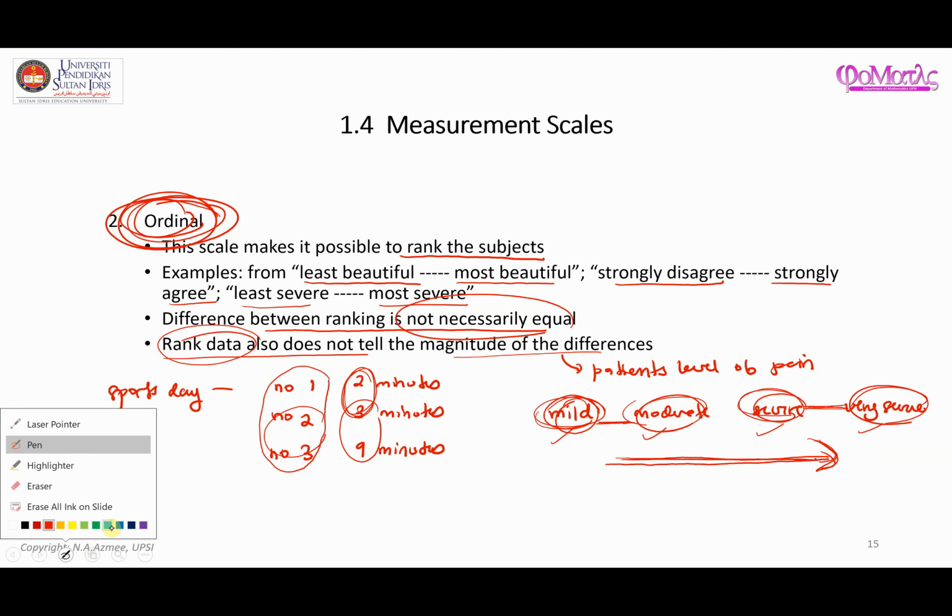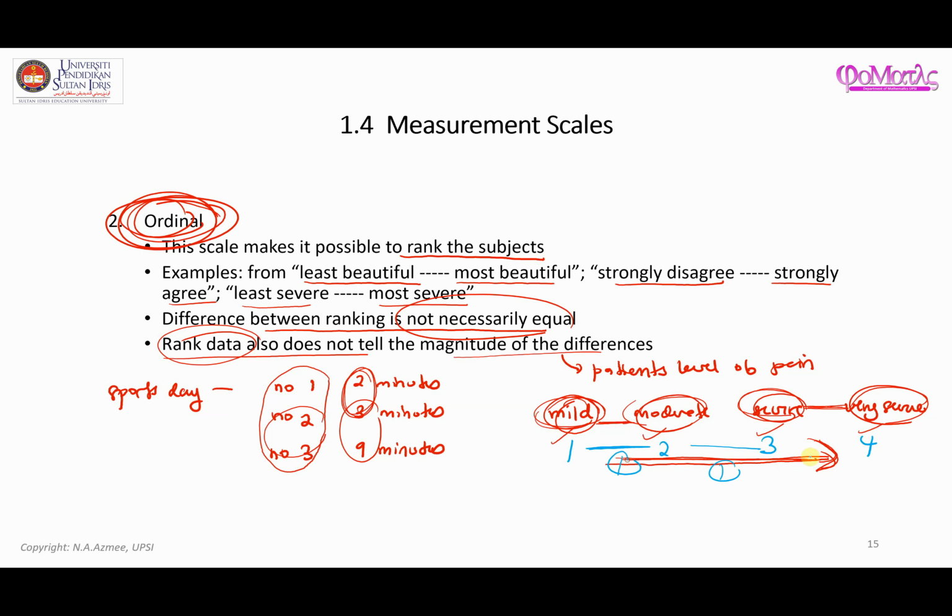Sometimes the researcher also assigns numbers to all these categories, for example category 1, 2, 3, and 4. Even though it looks numerical, it doesn't mean that the difference between these categories is one. You see, the numerical assignment is just to make the whole questionnaire or survey simpler.